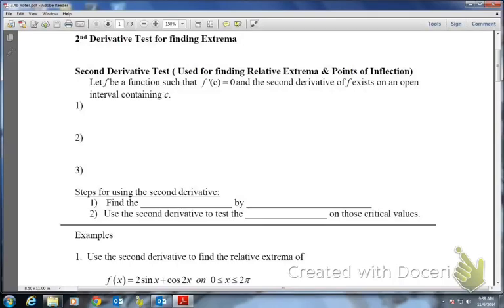The second derivative test for finding extrema. This test is going to help us find relative mins and maxes. So up here at the top, you guys can write down relative min and max. Relative min and relative max.